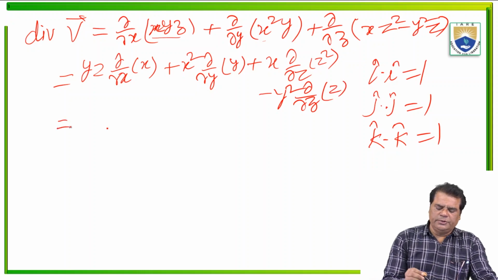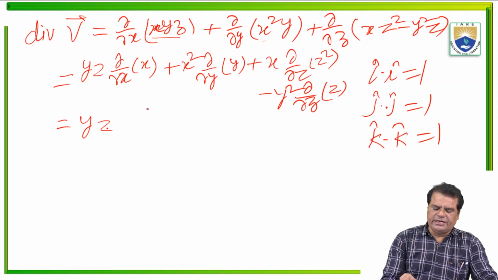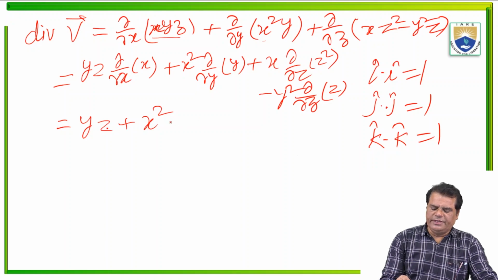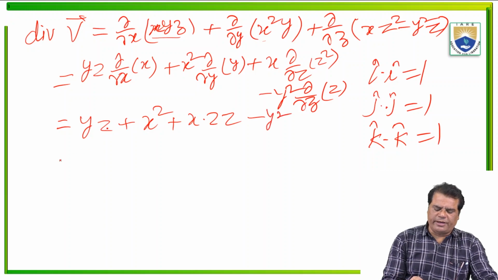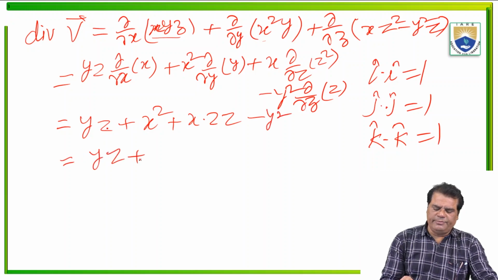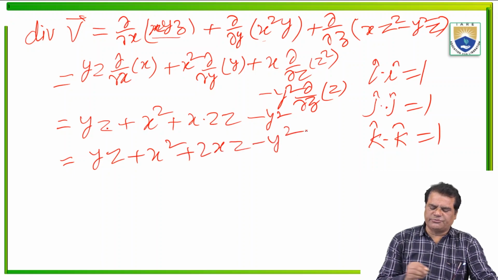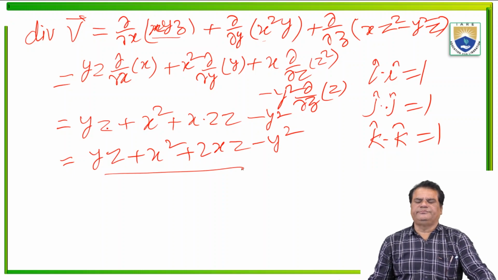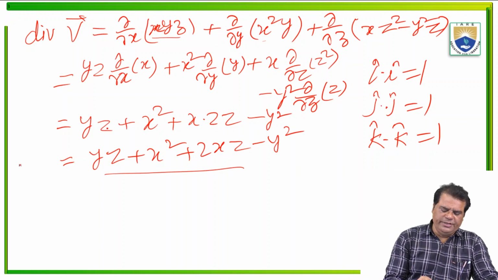So now here differentiation of this is 1, so yz. Plus differentiation of this is also 1, x square. Differentiation of this, x into 2z, minus differentiation of this, 1. So this is y square. So yz plus x square plus 2xz minus y square. This is the answer, the divergence of v.